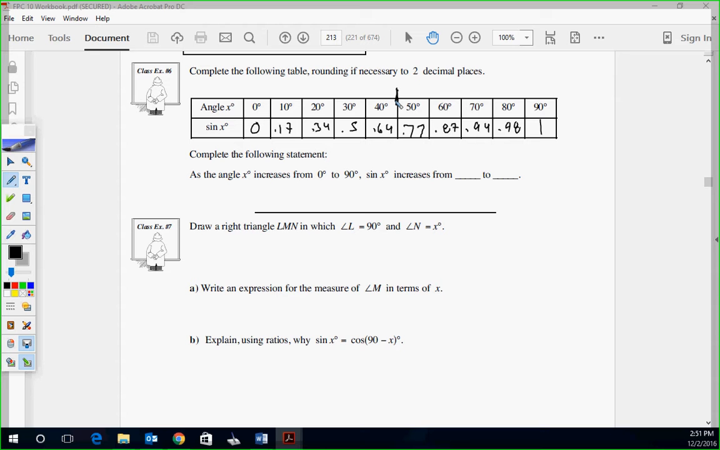Okay. So as the angle 0 to 90 increases, it goes from 0 to 1. So just understanding your ratio for sine is between 0 and 1.